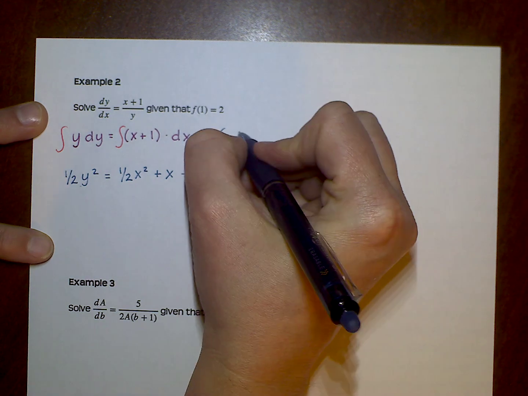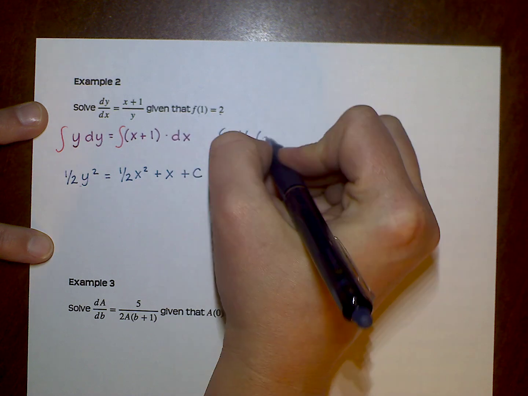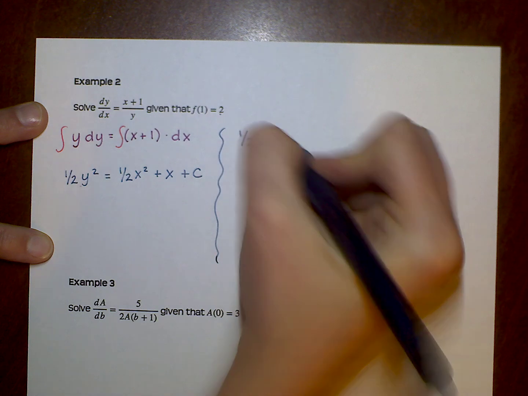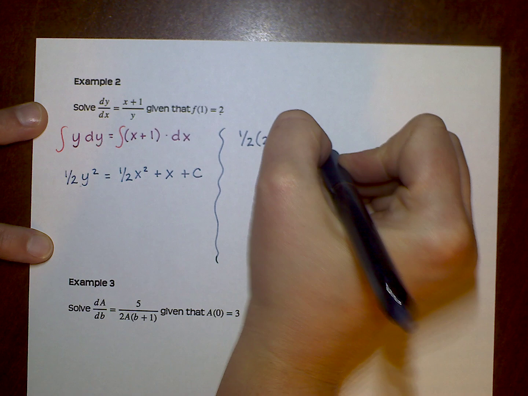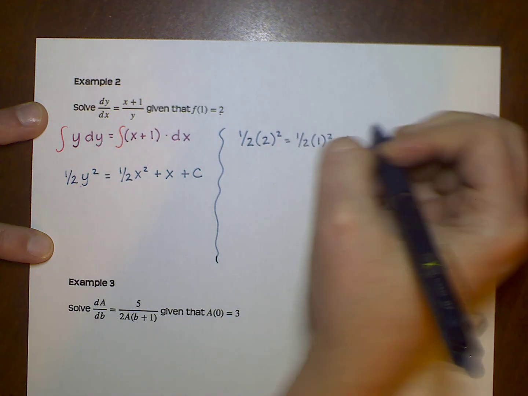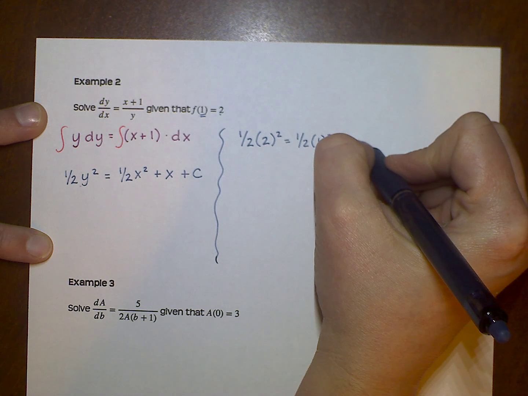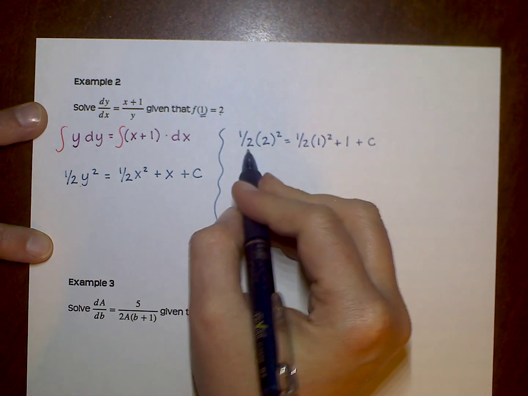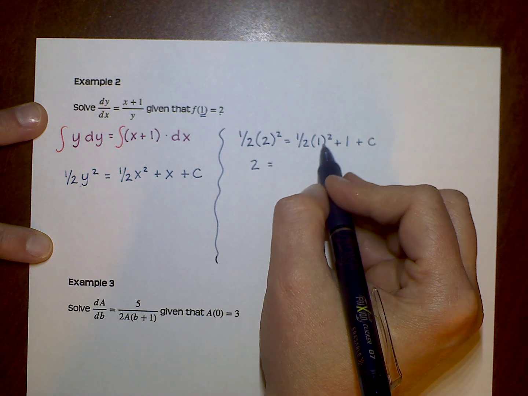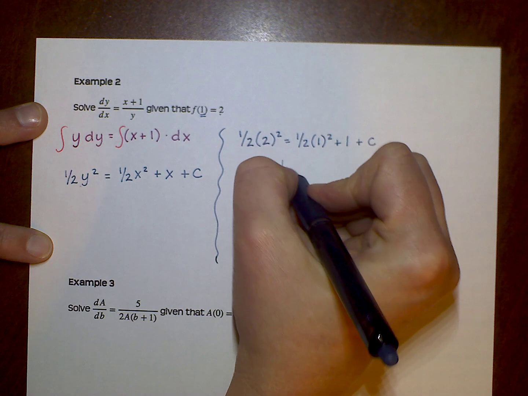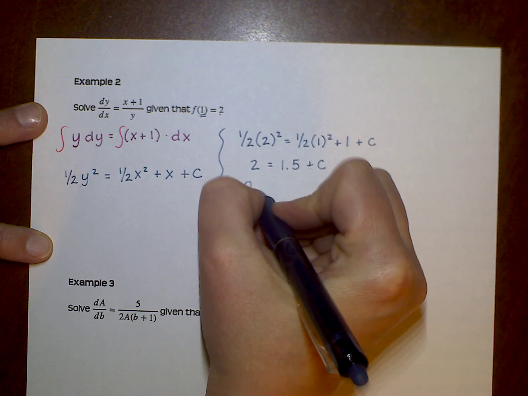I'm going to keep my 1/2, and then I'm going to plug in my y value, which is the 2, equals, and then let's see, 1/2 times 1 squared plus 1. I'm pulling my x in right here, plus c. So let's see, that's half of 4, so that's 2. And this is half of 1 plus 1, so that's 1.5 plus c. And so then 0.5 must be my c value.